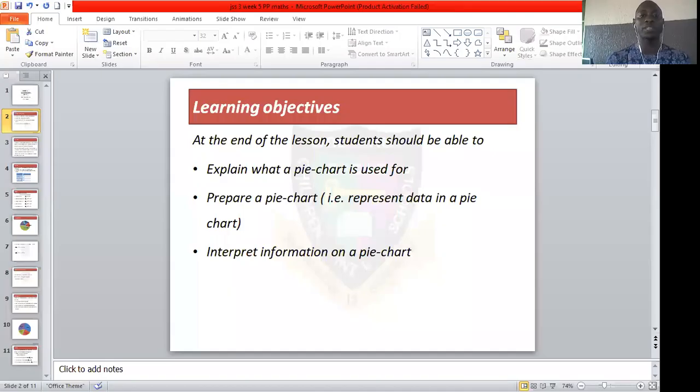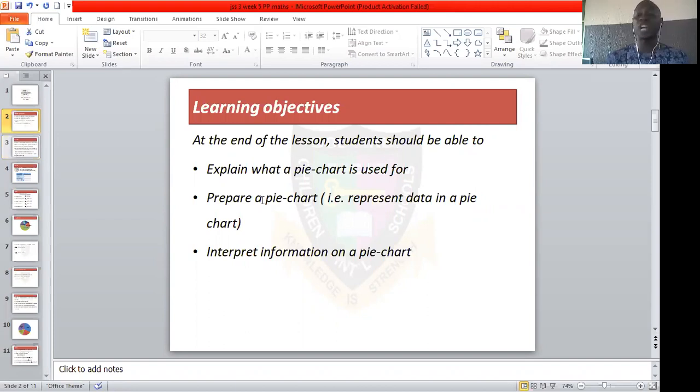So this is our lesson objective. Data presentation, pie chart. At the end of the lesson, students should be able to explain what a pie chart is used for, prepare a pie chart, and interpret information on a pie chart. So we look at what the pie chart means. Let me take you through the notes.